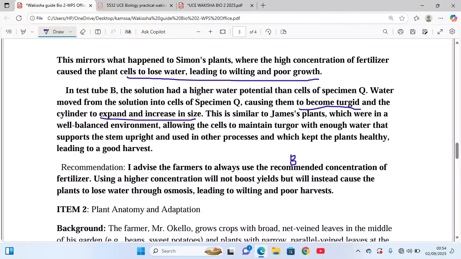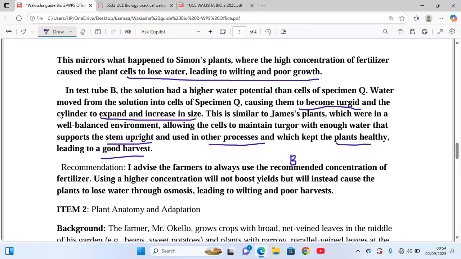So this is similar to James's plants, which were in a well-balanced environment, allowing cells to maintain turgor with enough water that supports them upright and used in other processes which kept the plant healthy. You can see all these healthy plants are leading to a good harvest.